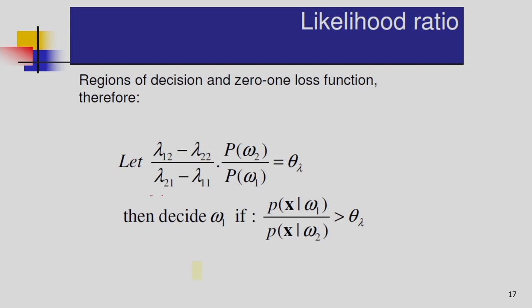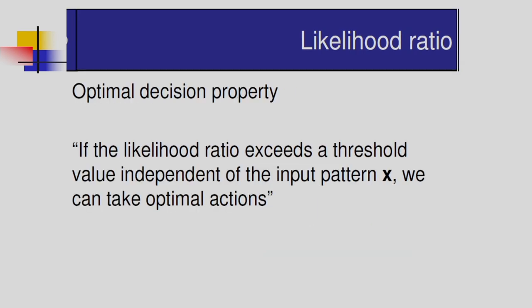So, this is the loss we have considered, and this we are defining as a threshold. The threshold I have already discussed. We can decide a particular class if this ratio, the likelihood ratio, is greater than this threshold. The threshold is theta lambda. If the likelihood ratio exceeds a threshold value independent of the input pattern x, we can take optimal actions. This is the summary of this. Based on the likelihood ratio, which is independent of the pattern x, we can take a classification decision.